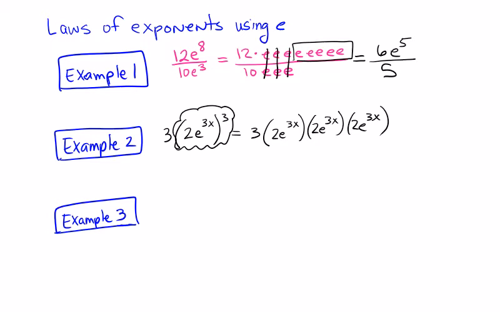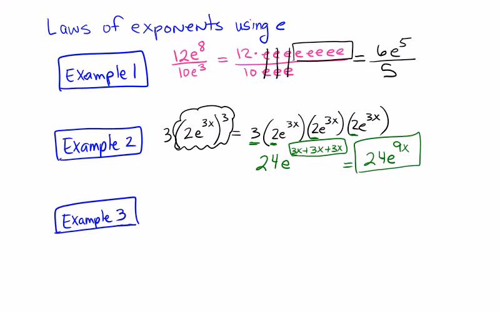We can then take all of the numbers that are in front and multiply those together. So we get a 3, a 2, a 2, and a 2, which if you multiply that together, that gets you 24. And then we take our exponents and we add our exponents together. So that means we're going to have e to the 3x plus 3x plus 3x, because those are the exponents. So what does that mean? That means we get 24e raised to the, then 3x plus 3x plus 3x is going to be 9x. So 24e to the 9x.